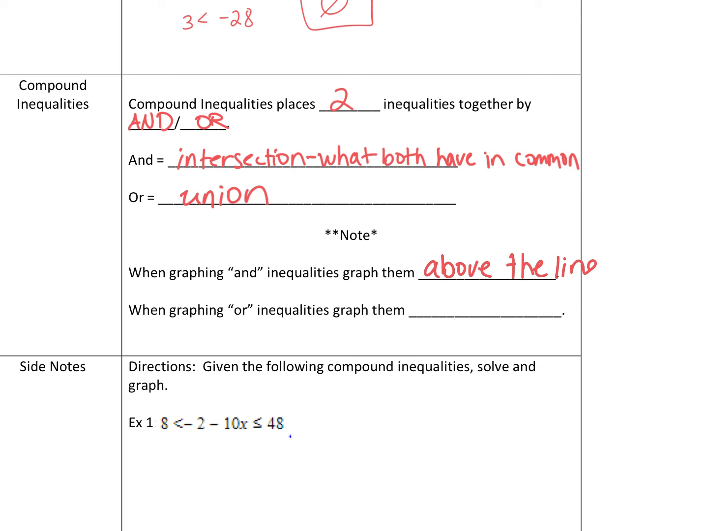And then the other type is or. When you think or, you can go ahead and graph that on the line. There's not going to be any erasing because, again, you're going to need everything that both of them have.